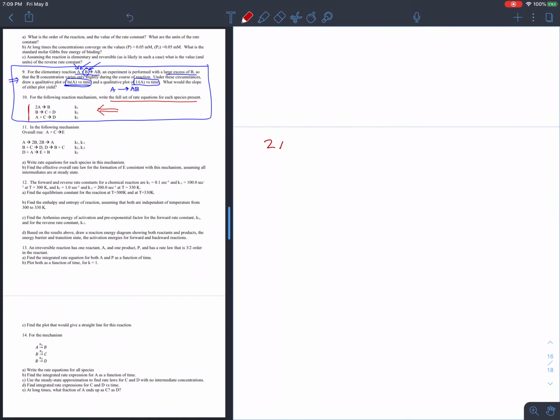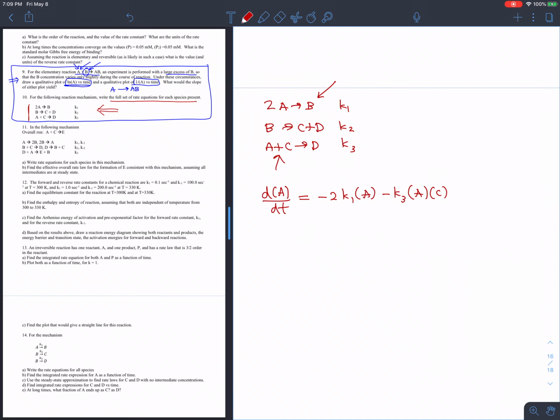So first of all, I have 2A goes to B, B goes to C plus D, and A plus C goes to D, with rate constants k1, k2, and k3. So dA/dt is then going to be equal to minus 2 times k1 times A from this reaction, minus k3 times A times C from this reaction. And that's it. It only appears twice.